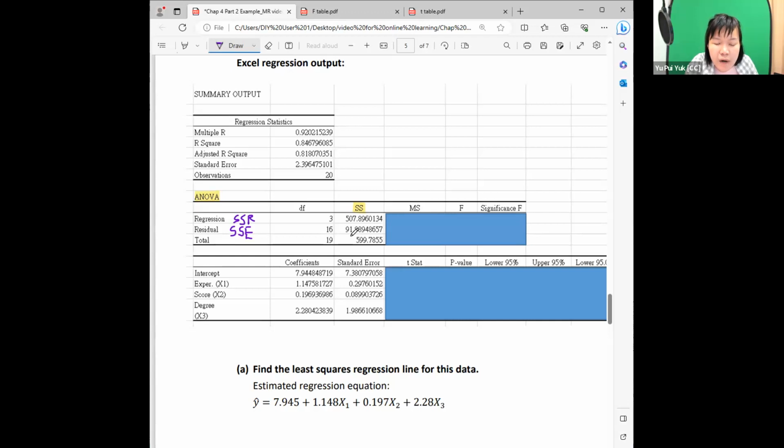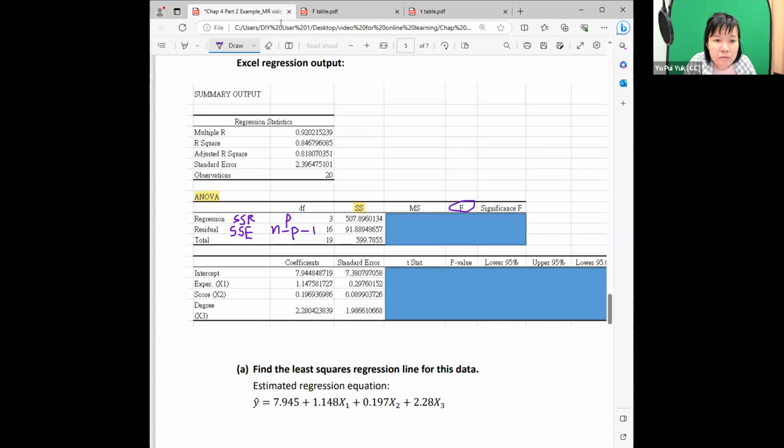Based on these two values and also the degrees of freedom, this is P and this is n minus p minus 1. Then we take this value over this value, over this value over this value, and we get the test statistic. And then the critical value.